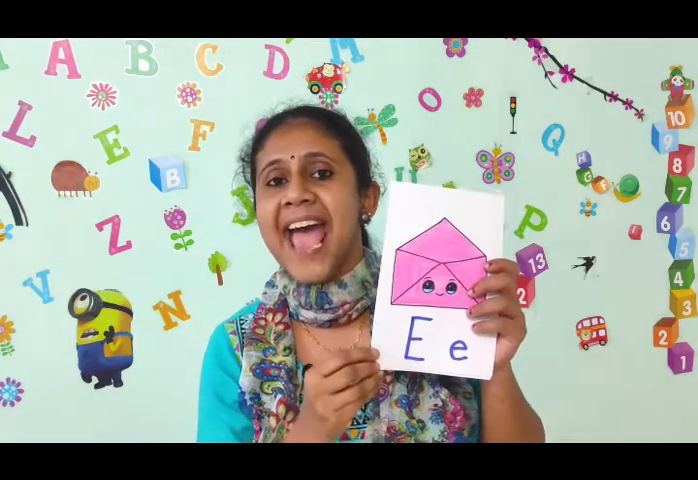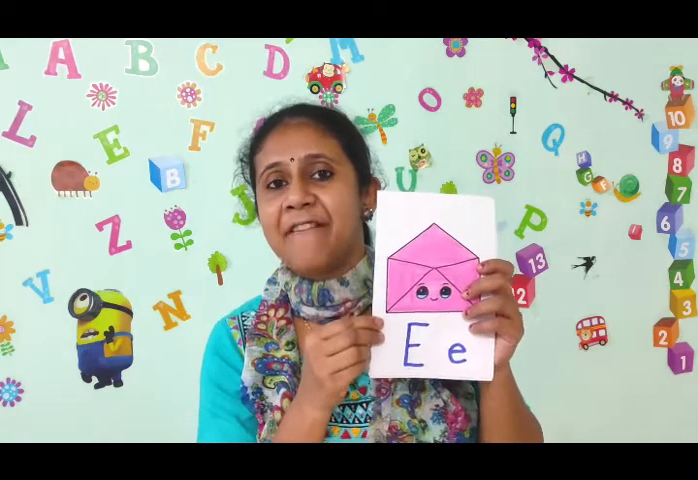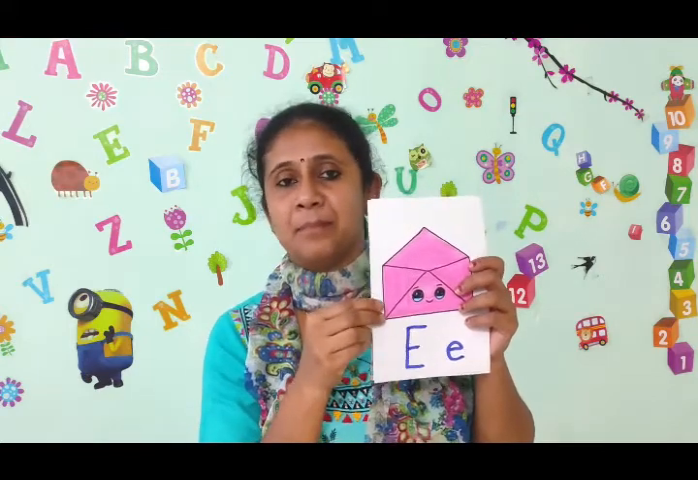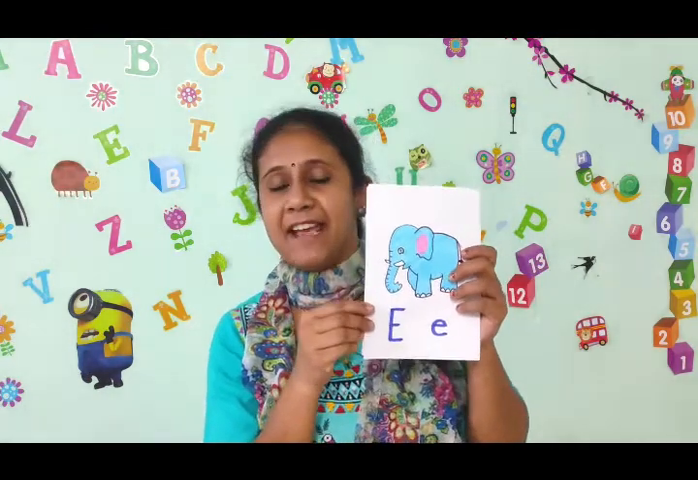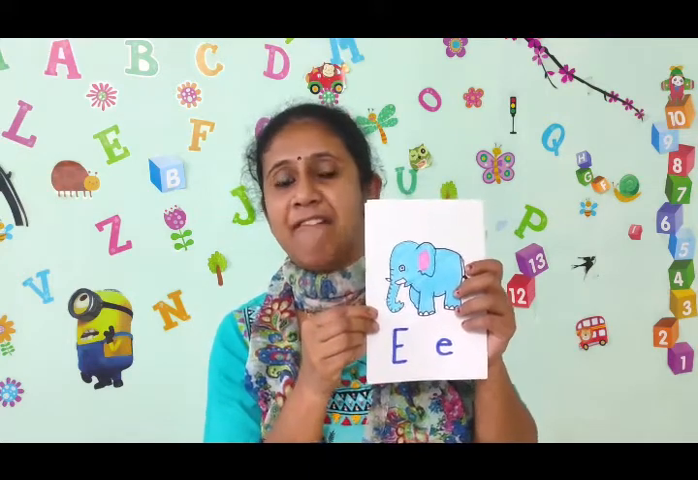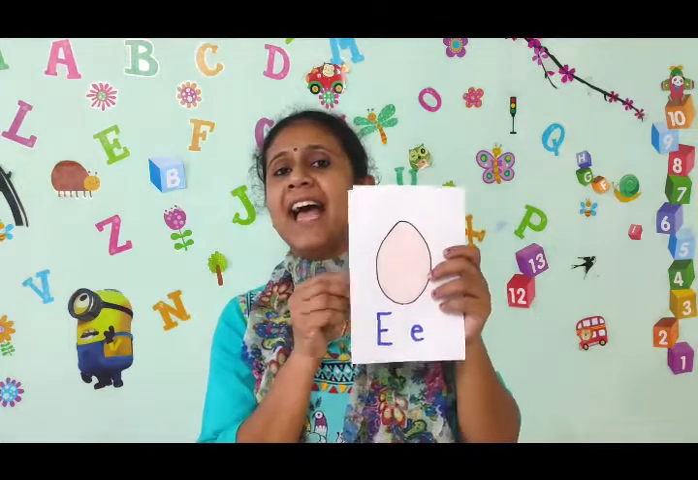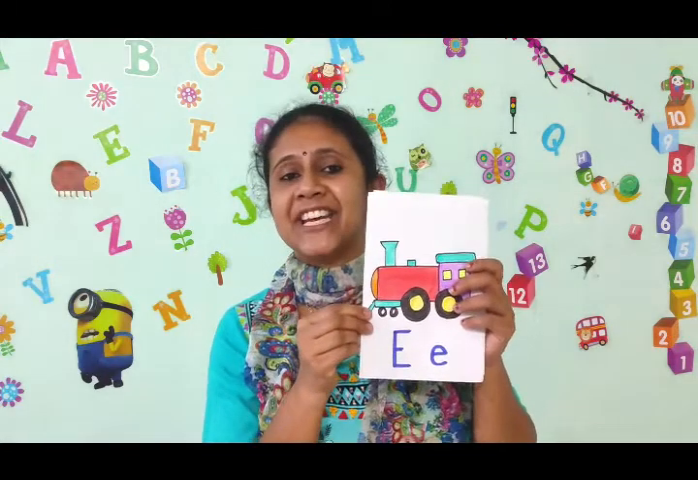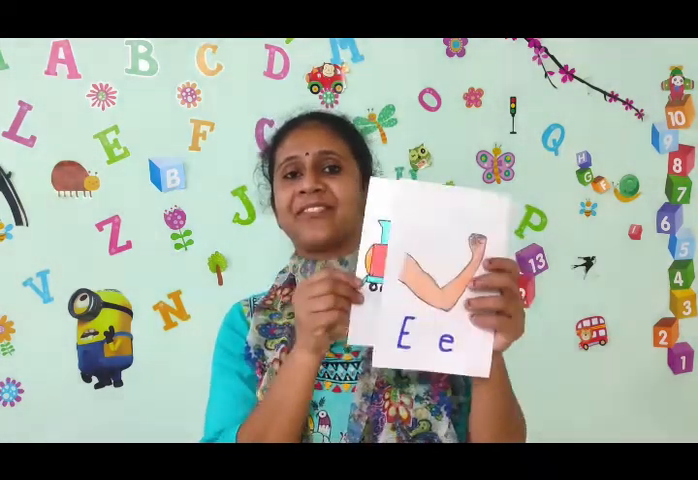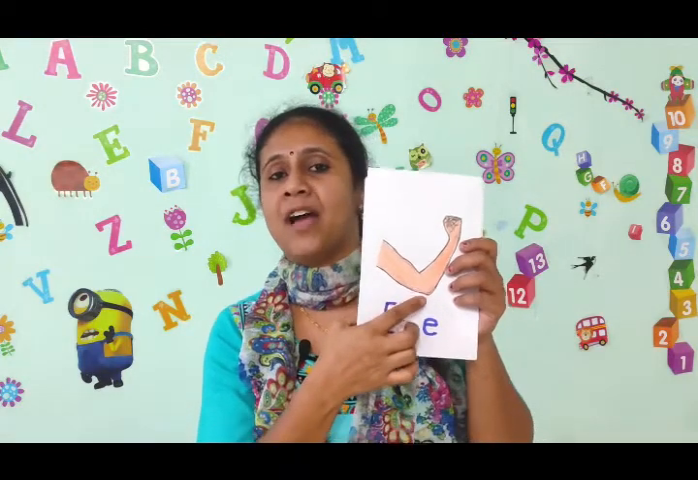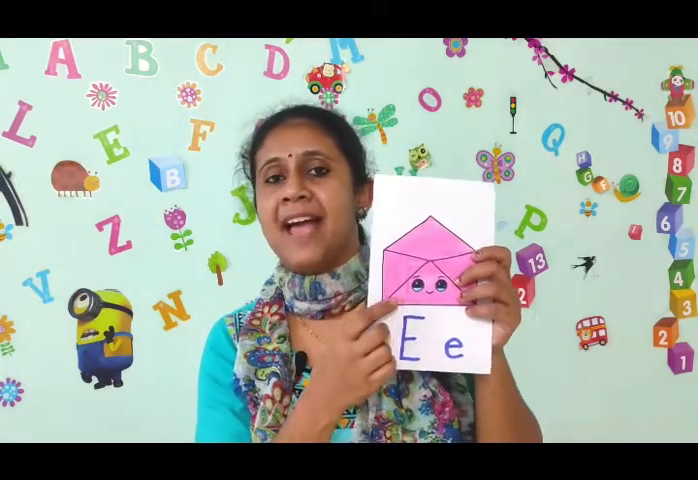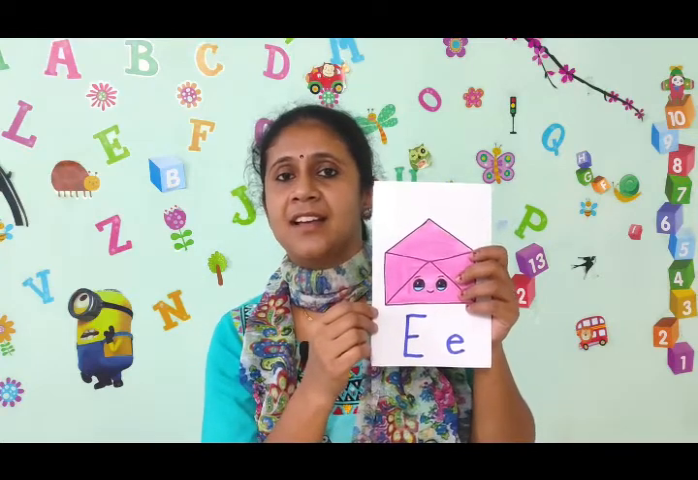Envelope. What is this? Envelope. Okay, children. We'll repeat one more time. Elephant. Egg. Engine. Elbow. Envelope.